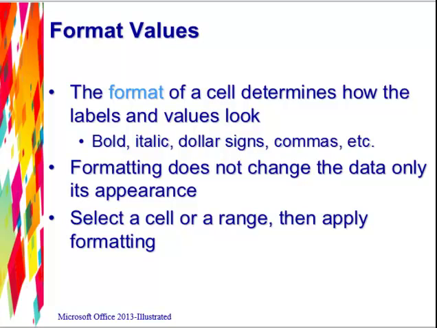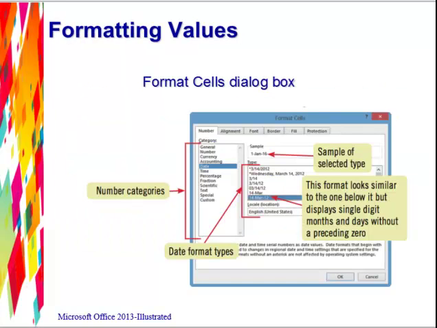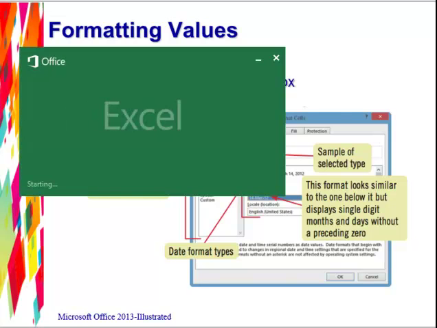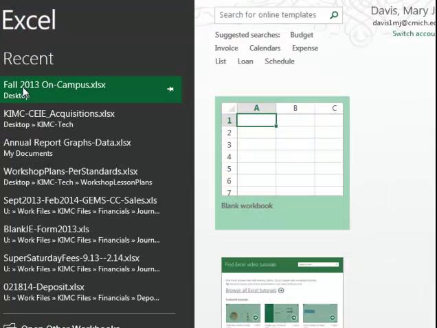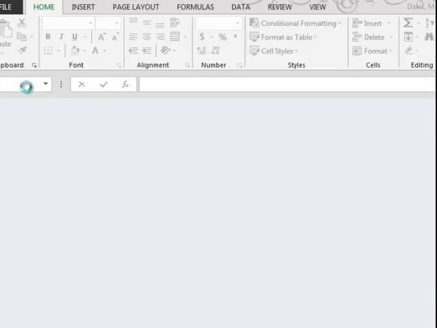And you can select a cell or a group of cells and then apply the formatting that you want to use to that group of cells or individual cells, whichever you choose. So formatting values is real easy to do. Let me open up Excel, and I will open up a window of Excel.